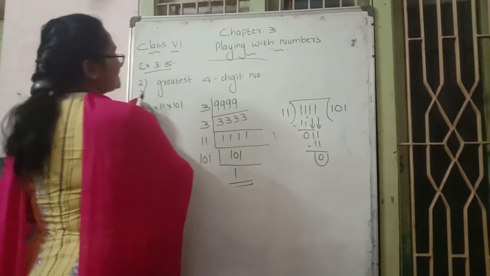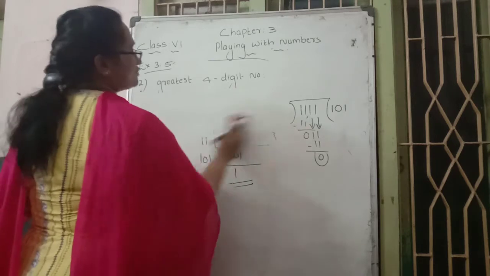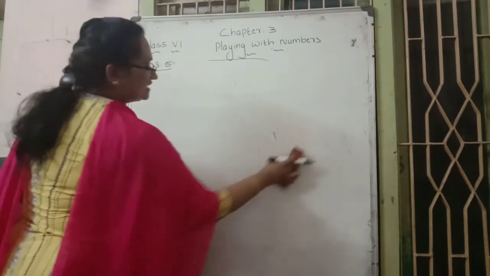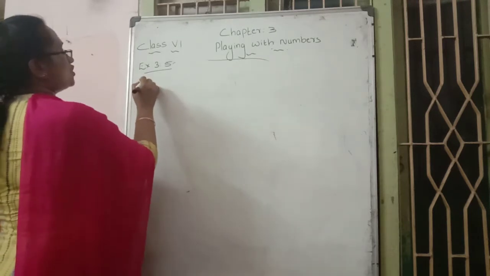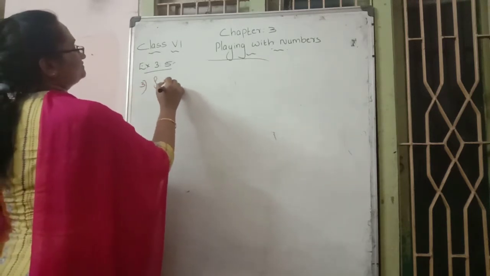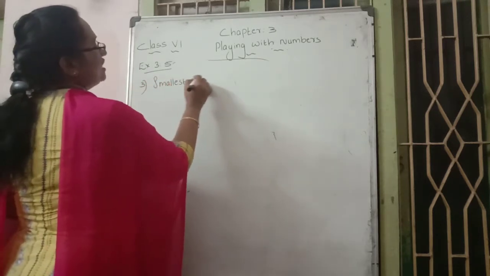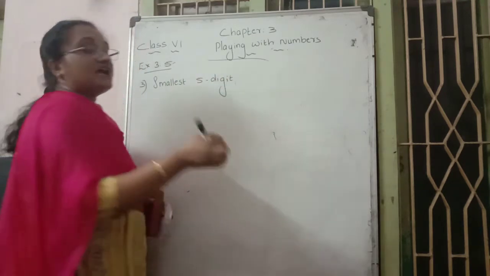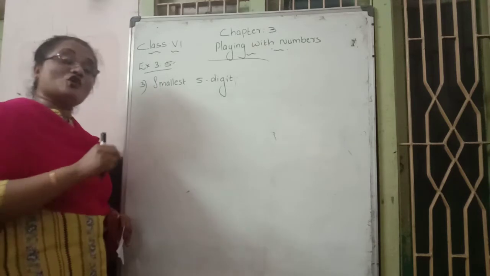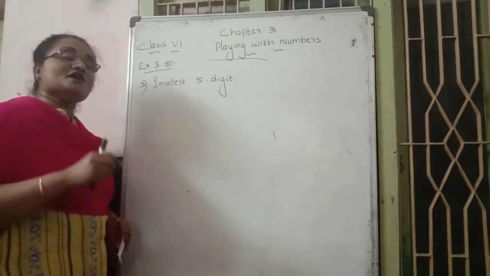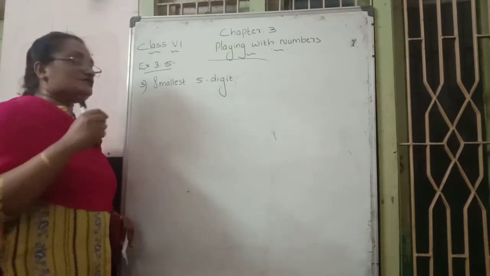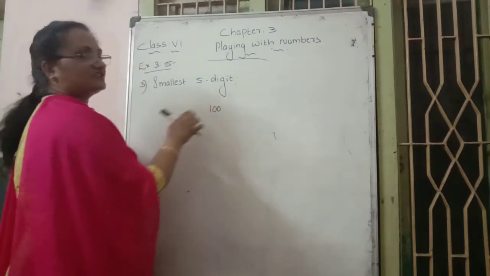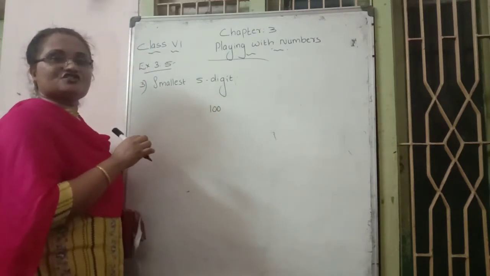Next question: they ask for the smallest 5-digit number and its prime factorization. What is the easy method? If they ask for the smallest 3-digit number, put 1 and 2 zeros, so 3 digits come. So it is a 3-digit number.